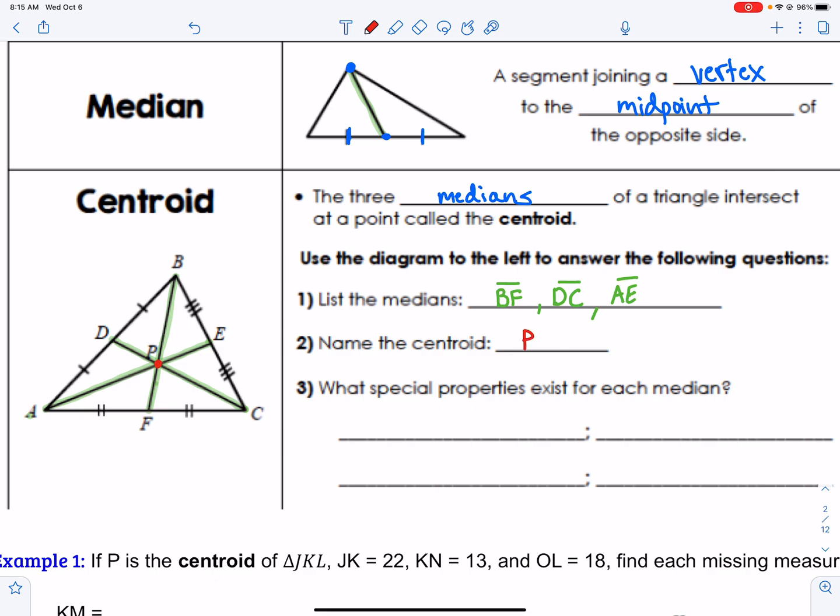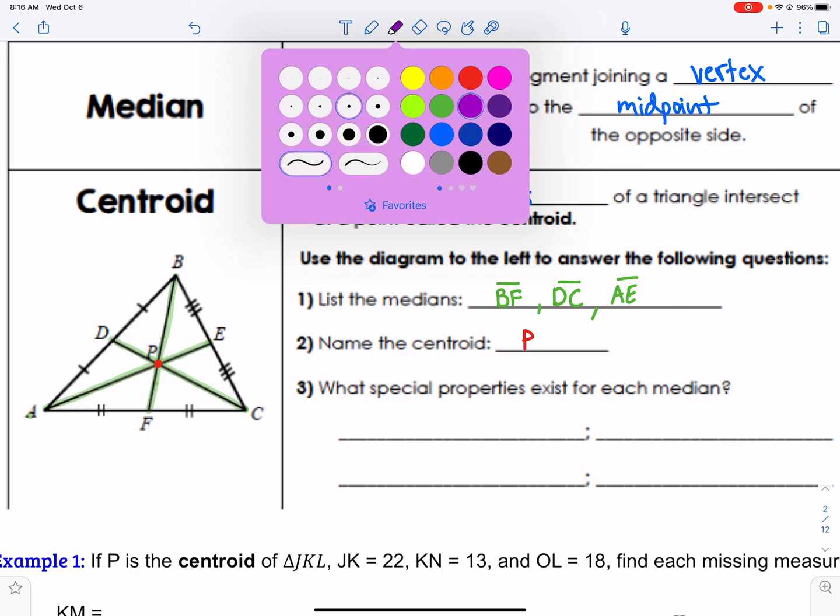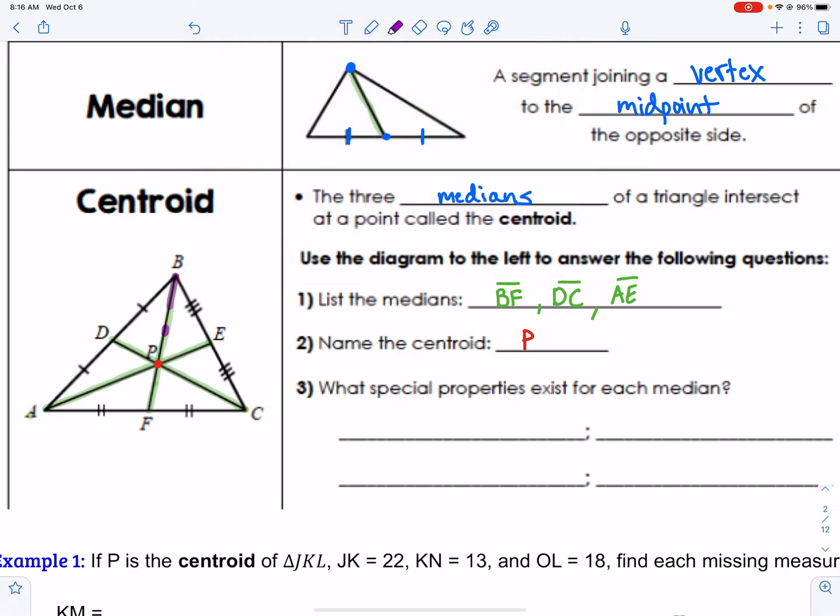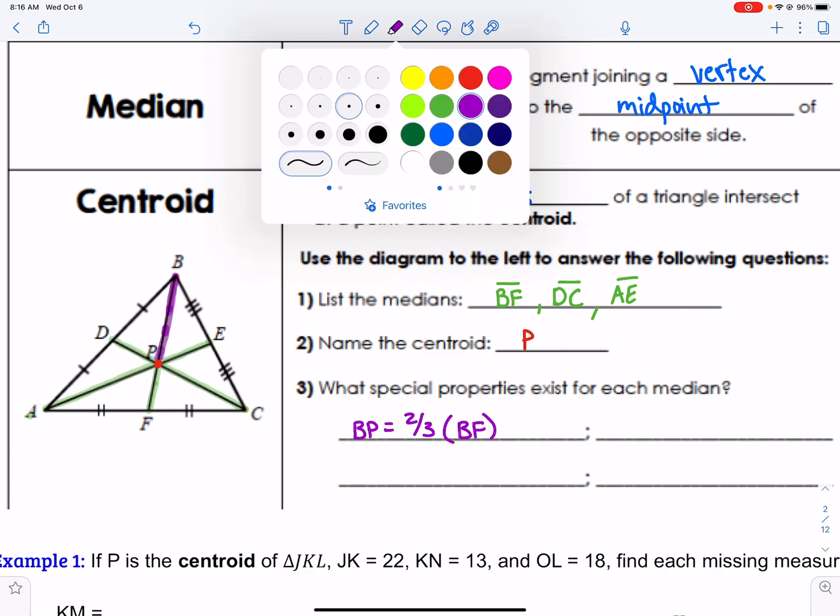And it says what special properties exist for each median. So for each median, we say that the longer segment, so if you look at the first one we named, which was BF, the longer piece of that median, like from B to P, that segment of the median is 2/3 the length of the entire median. So we would say that BP equals 2/3 of the total length of BF. And then that would be true for each of those medians.